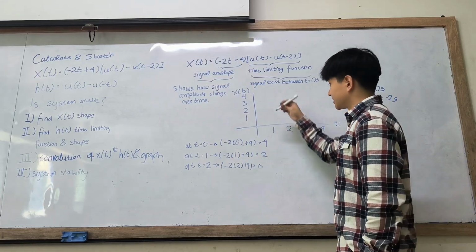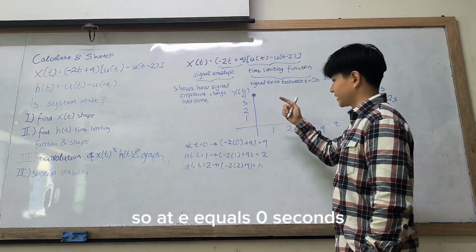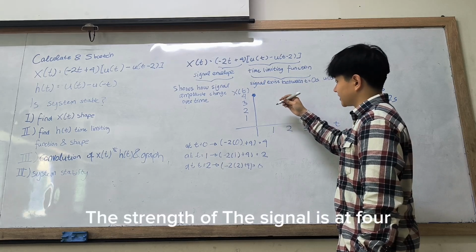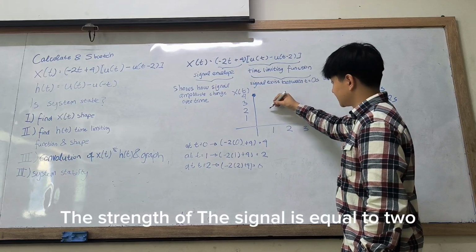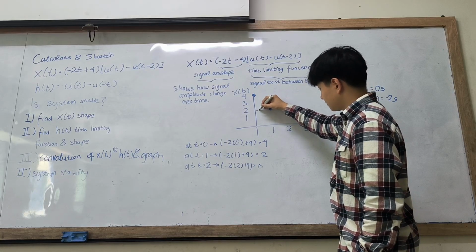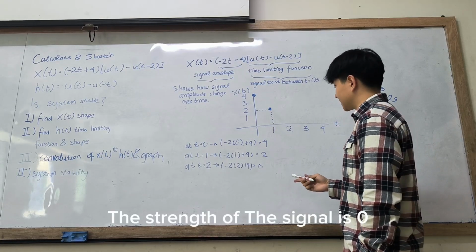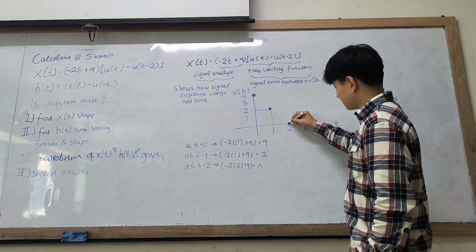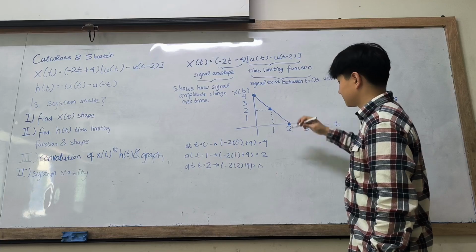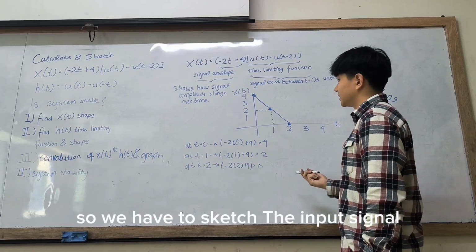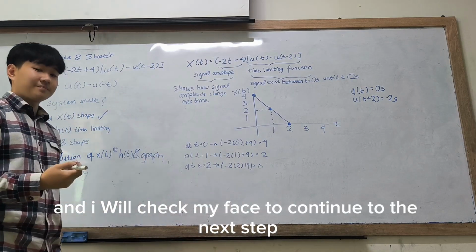The first one would be 4, which is here. The second one would be 2, which is here. So at t equals 0 seconds, the strength of the signal is 4, whereas at t equals 1 second, the strength of the signal is equal to 2. And at t equals 2 seconds, the strength of the signal is 0. Therefore, the shape of the signal will be a triangle. So we have sketched the input signal, and I will check mark this to continue to the next step.